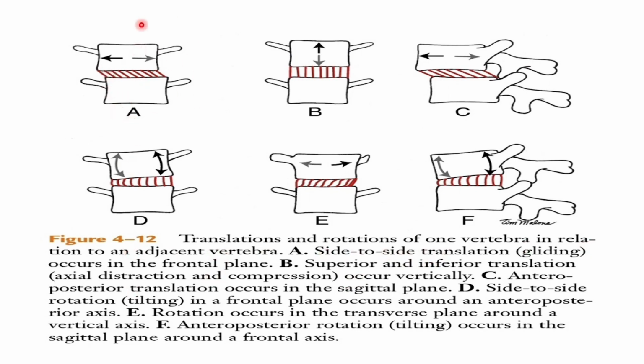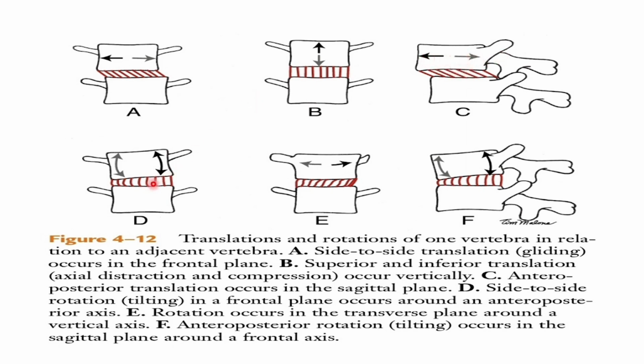In the first diagram, A, is your side to side translation or gliding motion that occurs in the frontal plane. The B diagram is your superior and inferior translation, that is the axial compression as well as axial distraction. And the C diagram is your anteroposterior translation, anterior and posterior, that occurs in the sagittal plane.